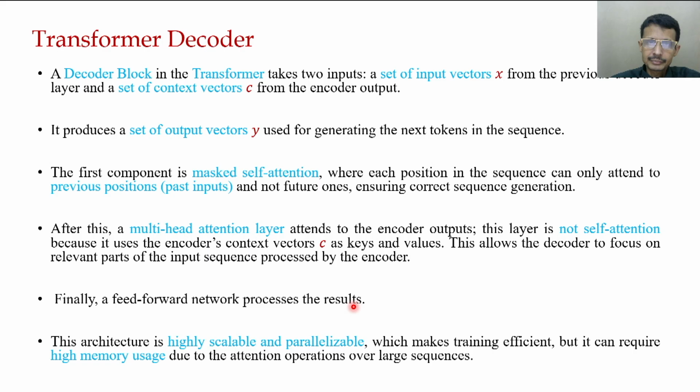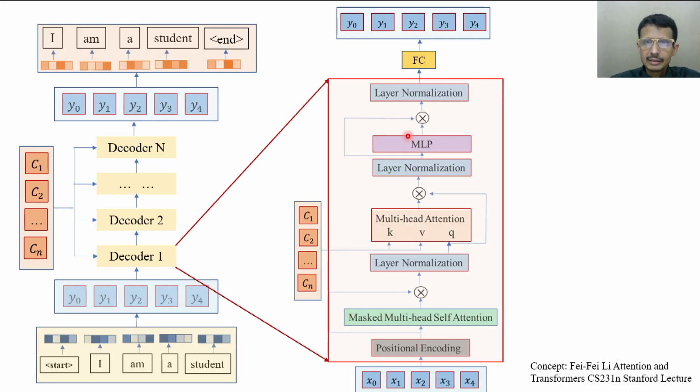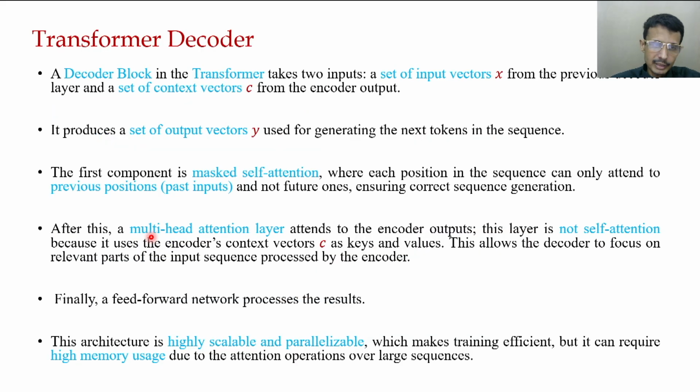As we see, this is the feed-forward MLP. When we have layer normalization, we get this. After that, we use a fully connected layer to get these tokens. So this architecture is highly scalable and parallelizable, which makes the training efficient, but it can require high memory usage, because you can see there is a lot of processing, the attention operation over a large sequence. So this is the transformer decoder.